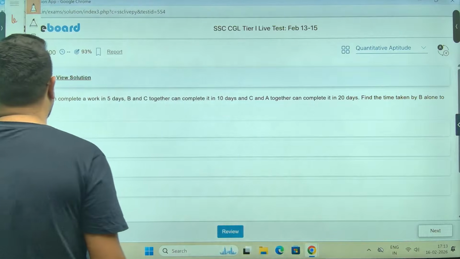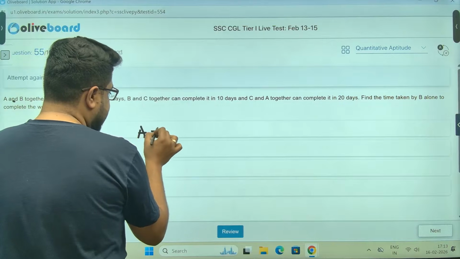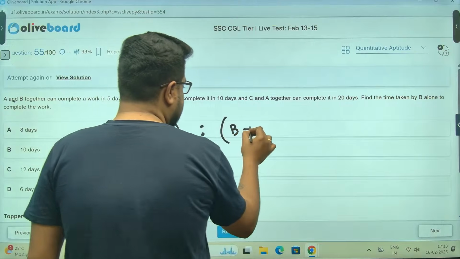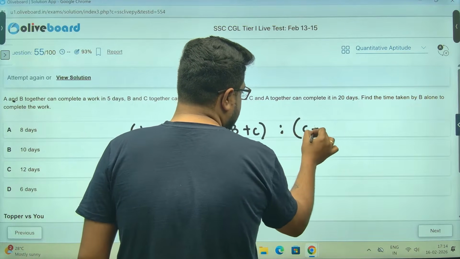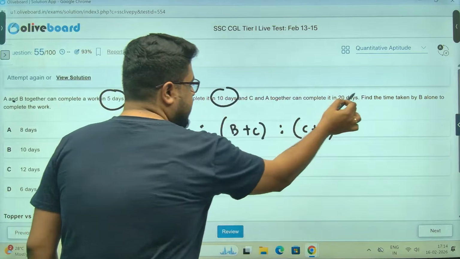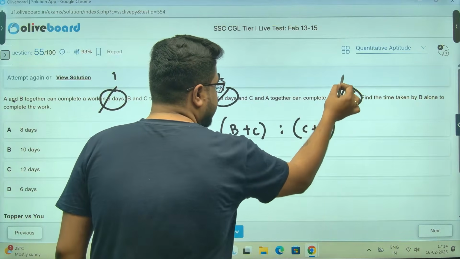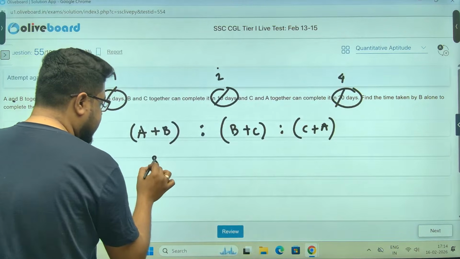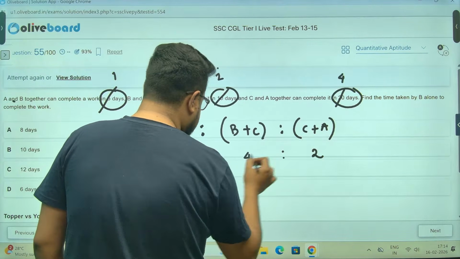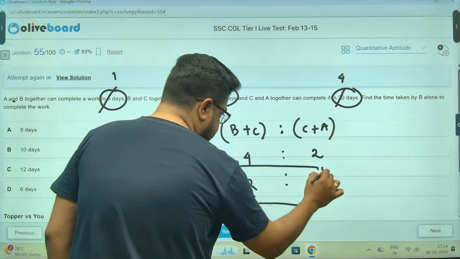Next one, sir. A and B together, 5 days. Okay, sir, so this is that question. I guess last week also a similar question was there. B plus C, C plus A. I told you efficiency ratio is 1 by time ratio. So 5, 10 and 20. Sir, 5 ones, 5 twos and 5 fours. Sir, multiply the other two. 4 twos are 8. Multiply the other two. 4 ones are 4. Sir, again you cancel. 4 is to 2 is to 1, sir. This is the efficiency ratio, sir.